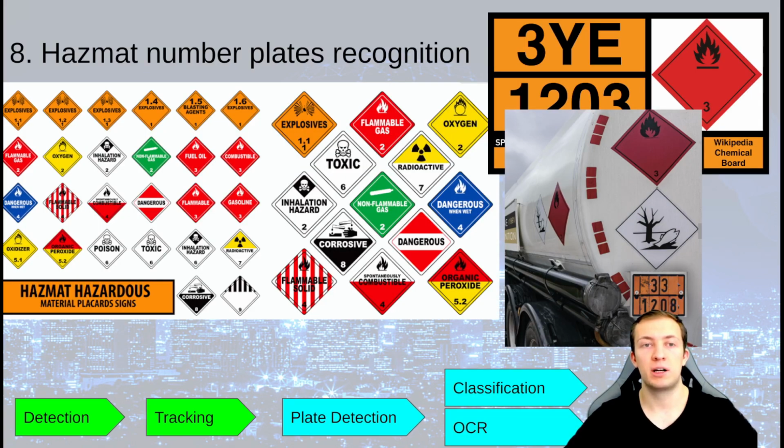Another quite similar application to the badge detection is Hazmat number plates recognition. In the transportation of different materials, we have a lot of symbols to identify if those materials are explosive, flammable, toxic, or hazardous in any other way. Those plates look like that on some kind of heavy truck. We start by detecting and tracking those vehicles. Then we might need an algorithm to detect those plates and classify them. Some of the plates might have some additional text, so we might want to use an OCR model to decipher it.